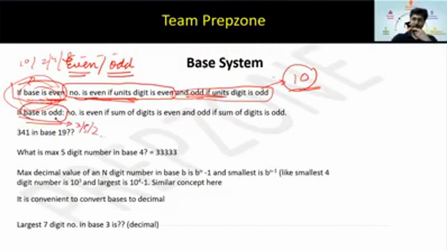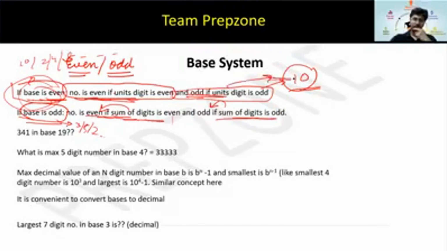If the base is odd, for example base 3, base 5, base 7, and so on, then if the sum of digits is even, the number will be even. If the sum of digits is odd, the number will be odd. Any doubt in this? If the sum of digits is even, the number is even; if odd, the number is odd. Cool. How can you remember this?